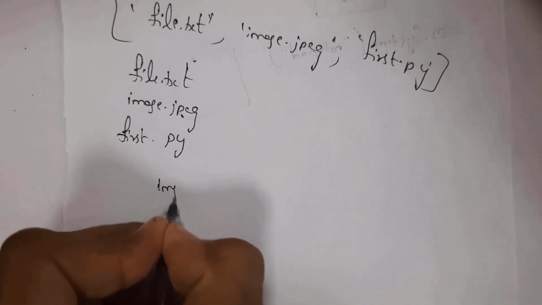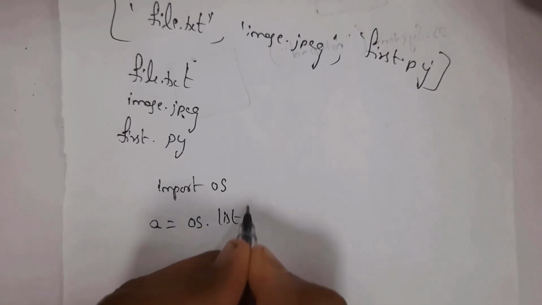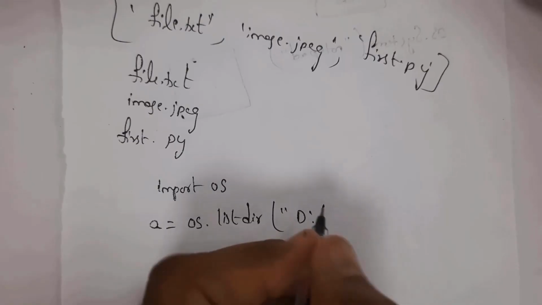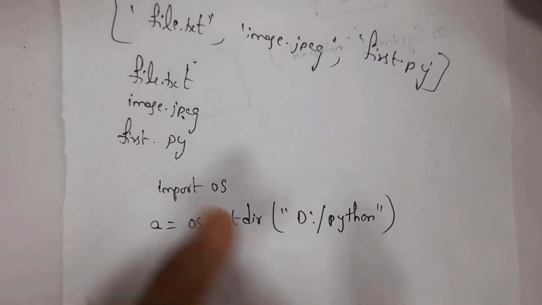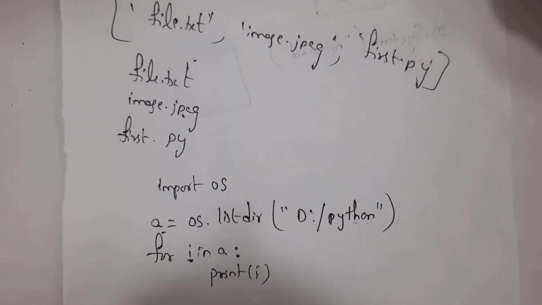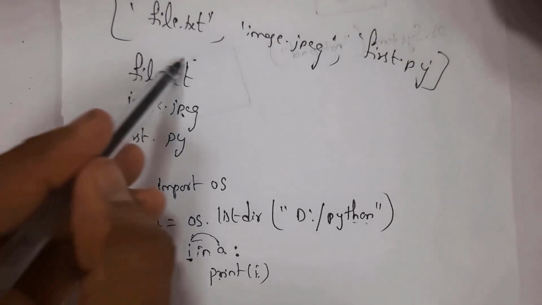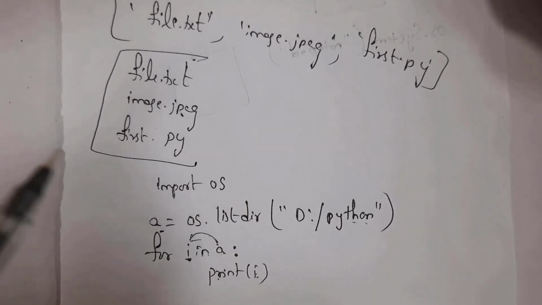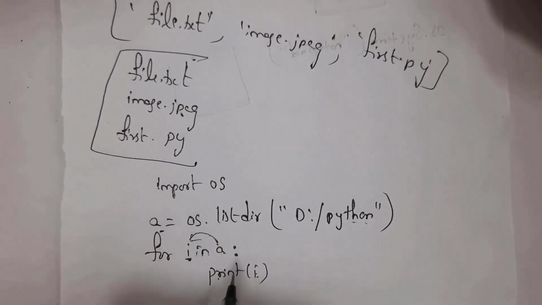Just write here import os and I took a variable, that is a equal to os.listdir. That is nothing but list directory. This folder is present in local disk D with the name Python. I am storing this command in variable a and next I took for i in a. Whatever files are present in the Python folder, it will store all those files in variable i. And whenever you write print i, you will get output file.txt and in the next line image.jpeg and again in the next line first.py, because print i by default takes \n.